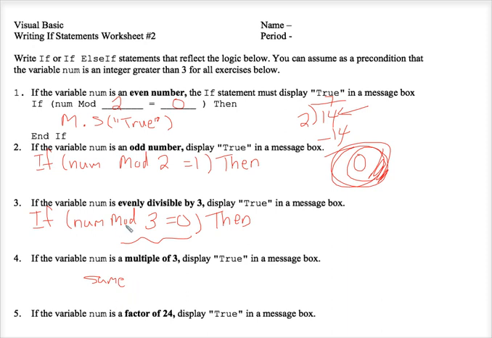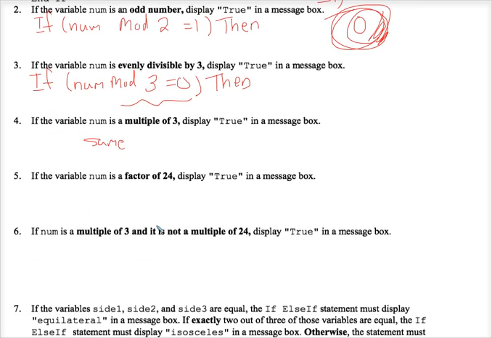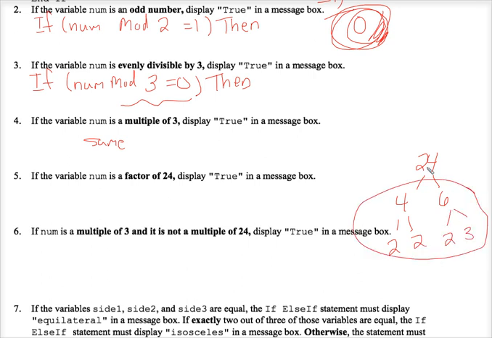Number 5, a little trickier. To be a factor of 24. Well, let's check out 24. 24, it's the same thing as 4 times 6. Break this down as a factor tree. And all these numbers are factors of 24, along with the number 8, by the way, and the number 12. So all those numbers are factors of 24. How can we determine with a single if statement if the variable num is one of these numbers or not?